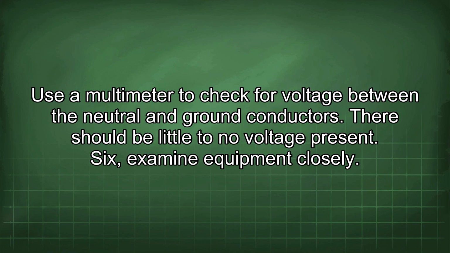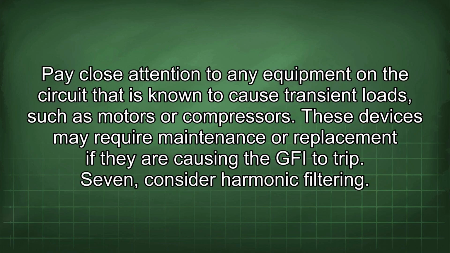6. Examine equipment closely. Pay close attention to any equipment on the circuit that is known to cause transient loads, such as motors or compressors. These devices may require maintenance or replacement if they are causing the GFI to trip. 7. Consider harmonic filtering.